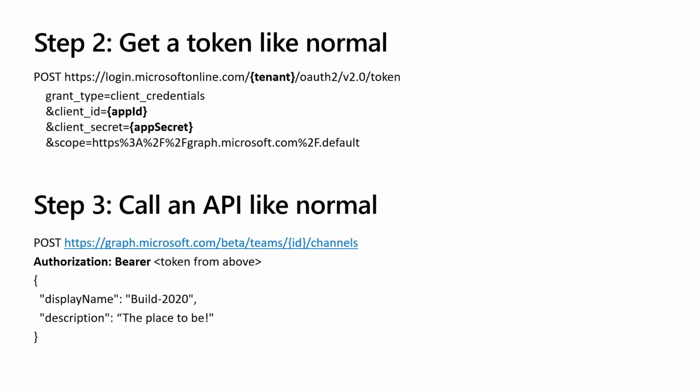So step one was update your app manifest. Step two is get a token the same way you've always got application permission tokens. You post to login.microsoftonline.com, you pass a tenant ID, you pass an app ID, you pass your app secret proving that you own that app, and then you get back a token. One thing in particular you don't pass in is you don't need to say what team you're interested in getting a token for. You get back a token that gives you access to all the teams you have access to. And then step three is call an API the same way you've always called APIs. You call the same APIs, you pass in your token using the authorization header, and away you go.